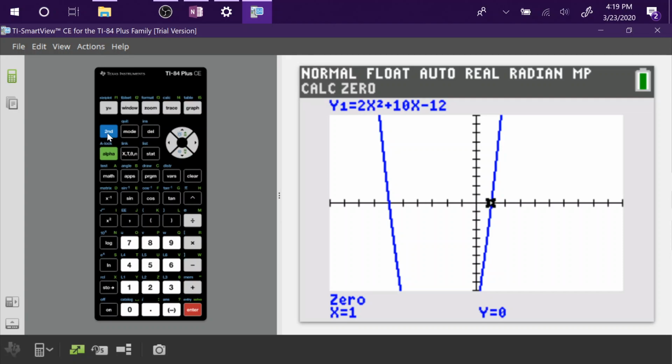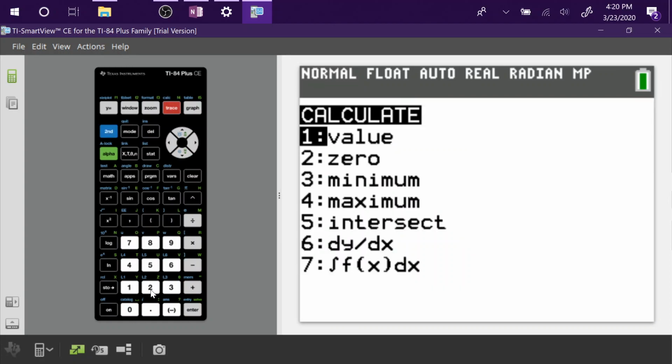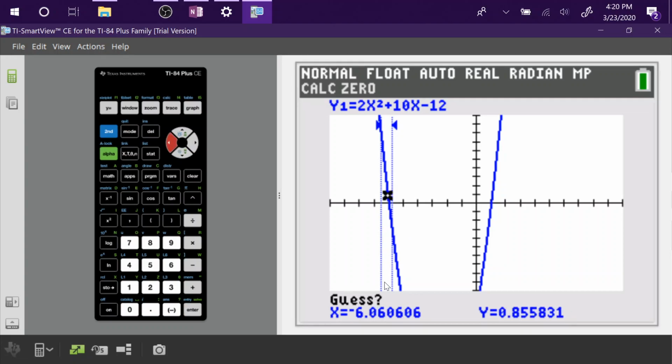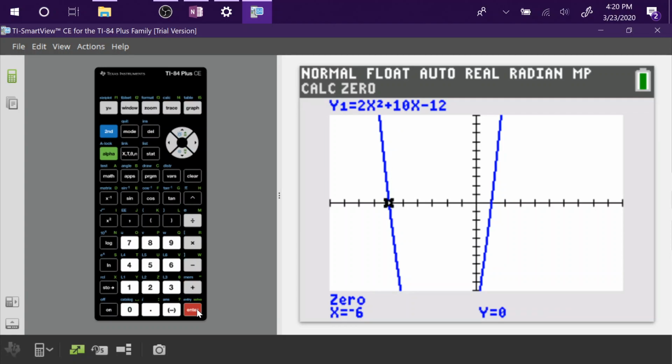So to find the other solution, we're going to do the same thing. We're going to go to Second, Trace, number 2. And it's going to ask us for a left bound, so we want to move our cursor to the left of where our solution is. Okay, so now we're to the left. We'll hit enter, and then we want to move to the right for our right bound and hit enter. And then we want to move back in the center for our guess and hit enter. And we see that our second solution is x equals -6.